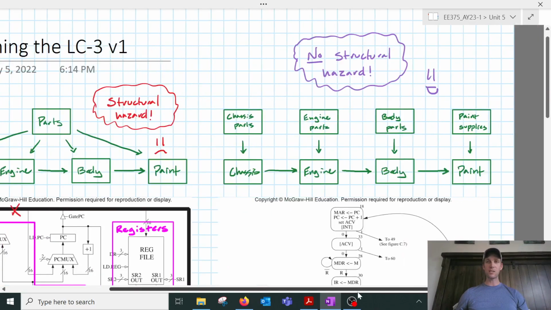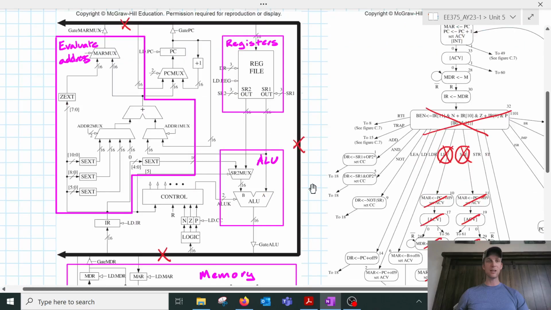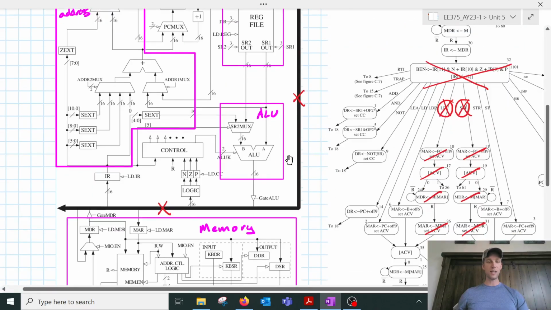The way around that is to restructure the design to remove that structural hazard. So in the case of our car factory, that might mean that we create separate parts shops that each support the independent stages. And now, like before, I can have a car in each stage of this factory, and they can all operate independently.